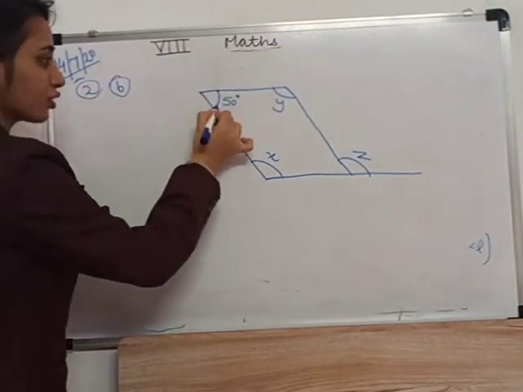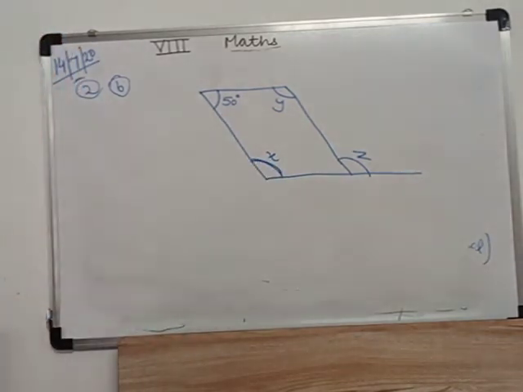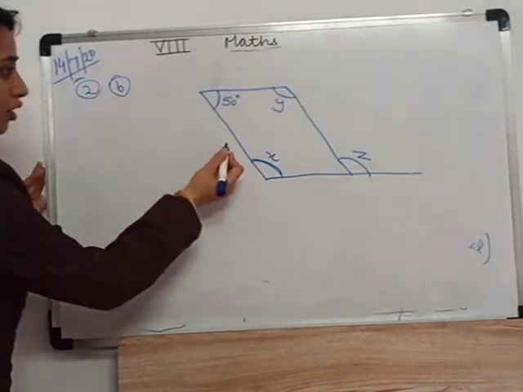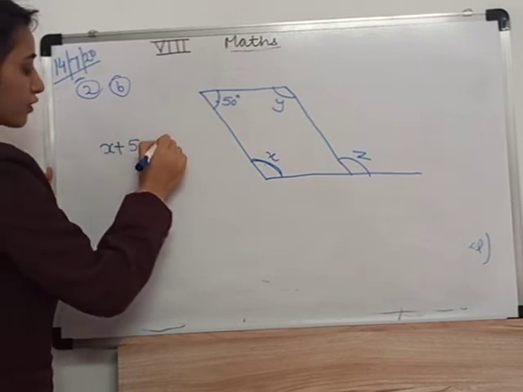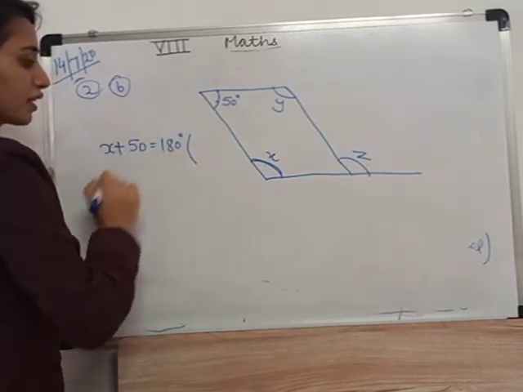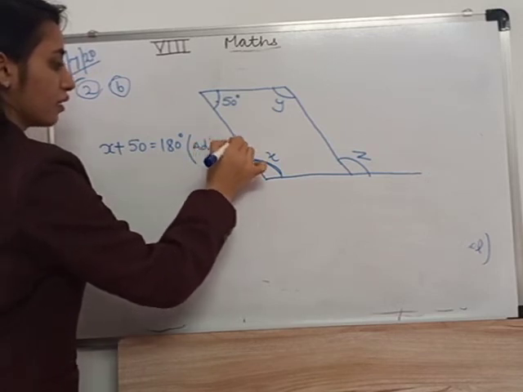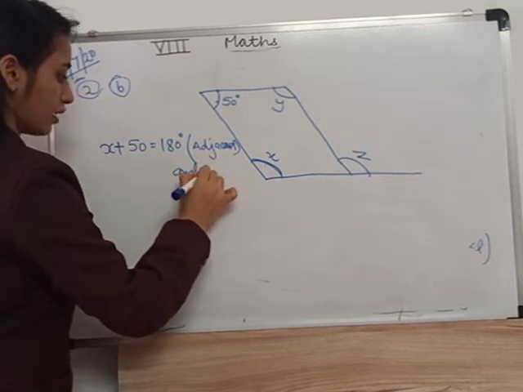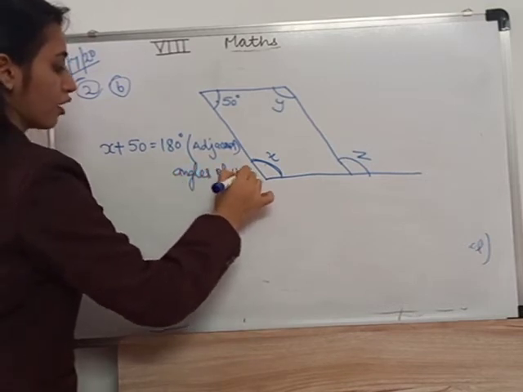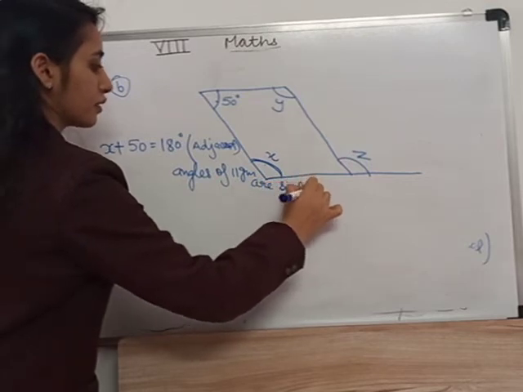First see this. In this, these 2 angles are adjacent angles, and we know the sum of adjacent angles of a parallelogram is 180. So in a simple way we can write x plus 50 is equal to 180. Reason is because adjacent angles of a parallelogram are supplementary.